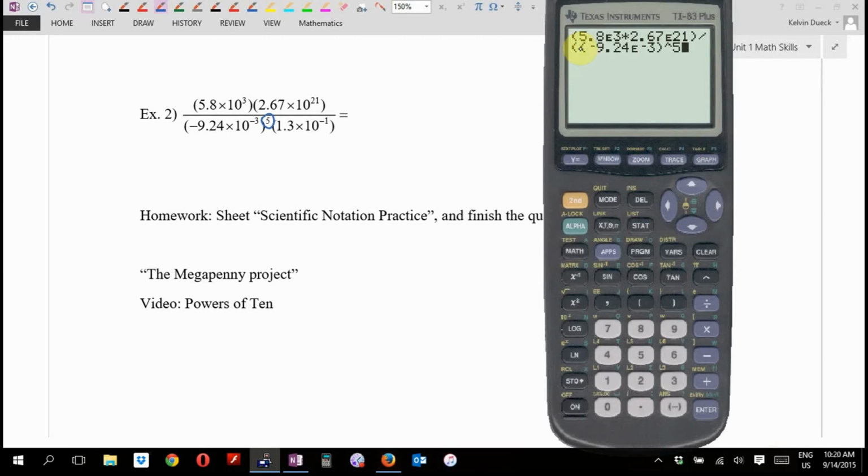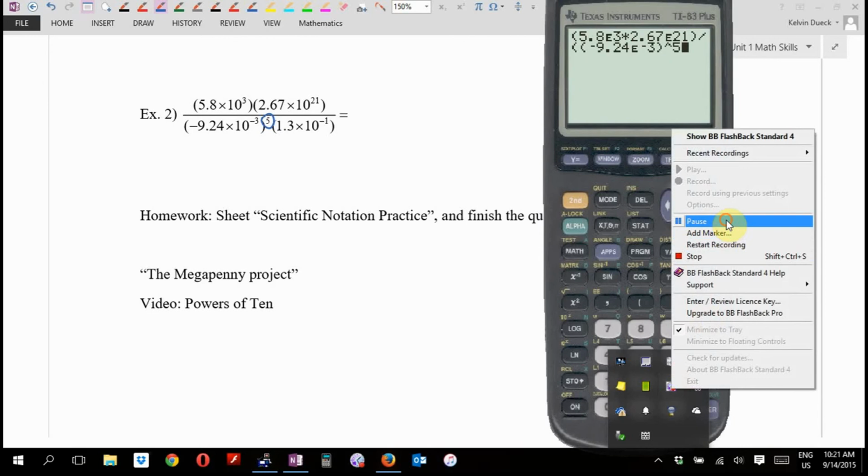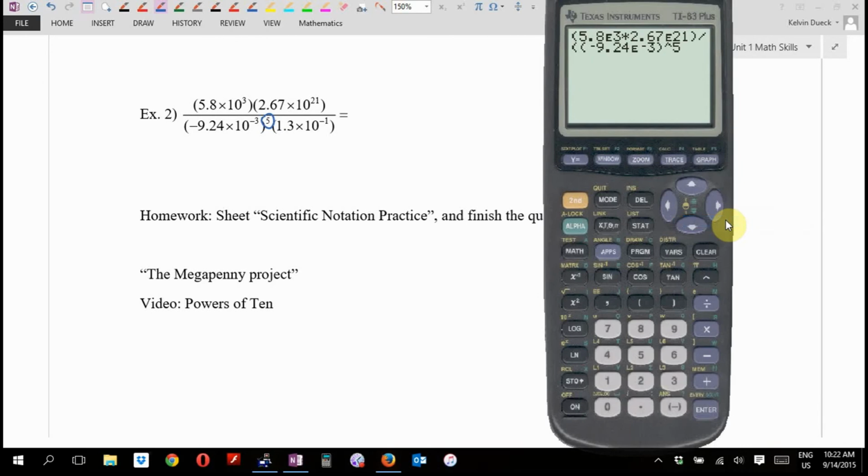So 2 brackets. Negative 9.24, scientific notation button, negative 3, close bracket, and then somewhere there's going to be an exponent button. So to find your exponent button, I'm going to once again pause. Continuing on, so for me, I have to put that to the 5th, and then now I want to multiply it by this number here. So times 1.3, negative 1, and now I close off the bottom.